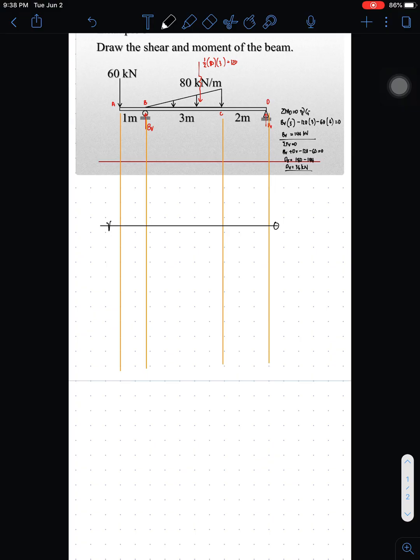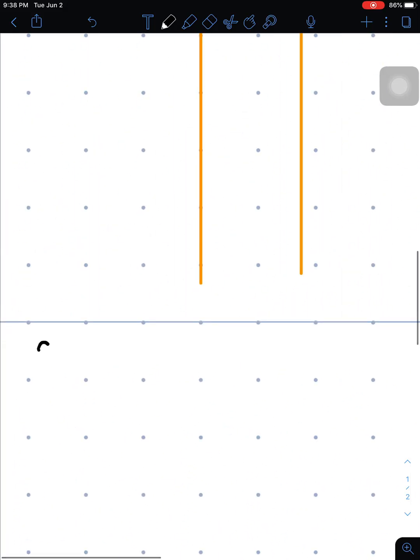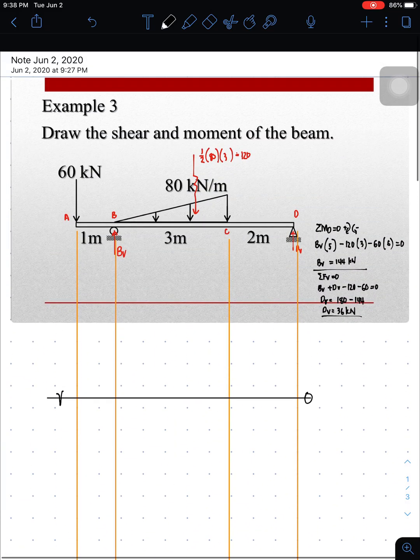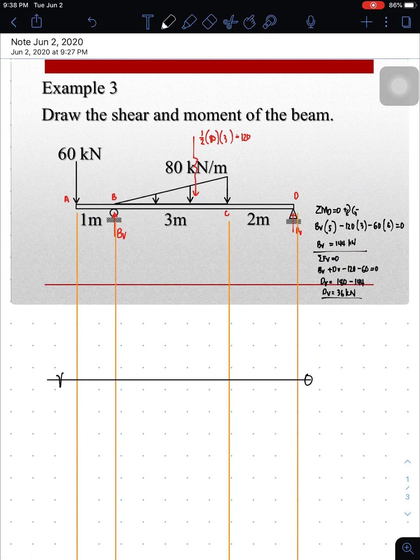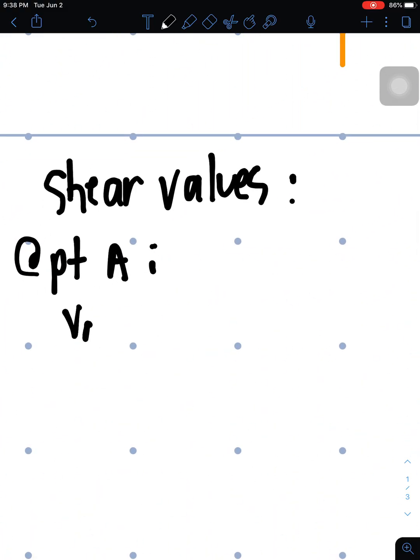Let us solve for the shear diagram. So shear values. Let's start with shear values at point A. And we're going to examine if there is a concentrated force at point A. Yes, at point A there is 60. So there will be two values. So VA left, it should start from 0. Then VA right, all you have to do is copy the previous value, 0.